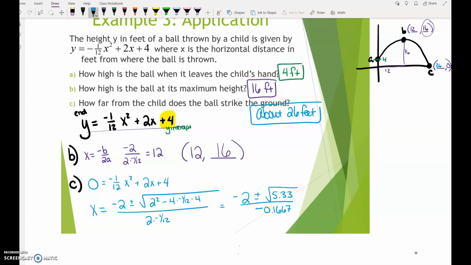Okay, so this problem is huge. There's a lot of pieces to it, but they're trying to point you toward the beginning of the parabola, the middle of the parabola, and the end of the parabola. The beginning, how high is the ball when it leaves the child's hand? That is simply your y-intercept. How high is the ball? That's the y value of the vertex. And then how far? Put 0 in here for this ending height. Use the quadratic formula to find the x value where the y value is 0.